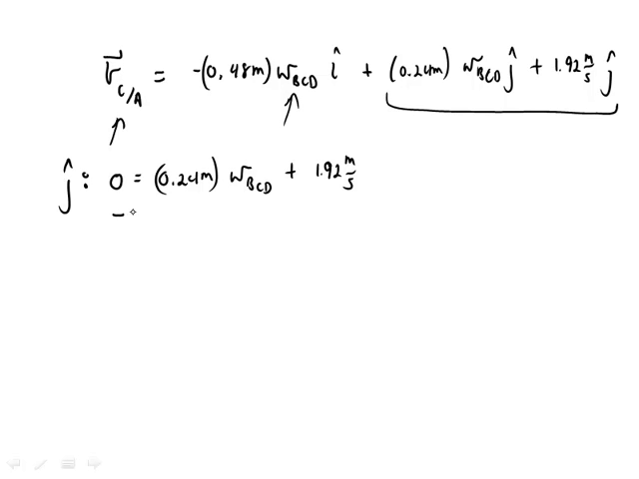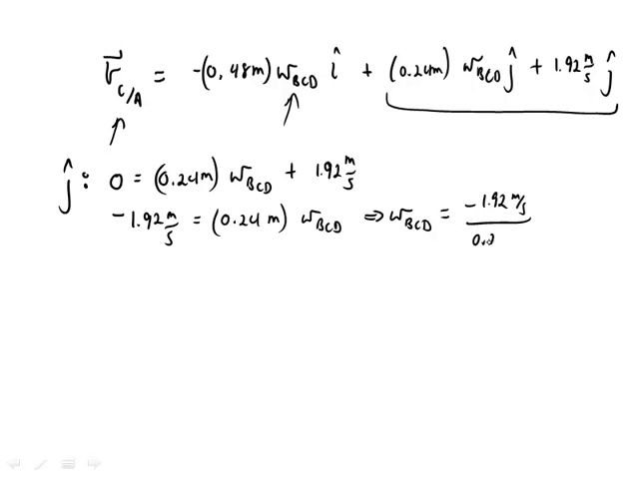And so minus 1.92 meters per second equals 0.24 meters omega BCD, and therefore omega BCD equals minus 1.92 meters per second over 0.24 meters. And that's a minus 8. Meters cancel. I'm left with 1 over seconds, seconds to the minus 1. And so omega BCD is minus 8 seconds to the minus 1. That's clockwise. Right? The minus sign is clockwise.